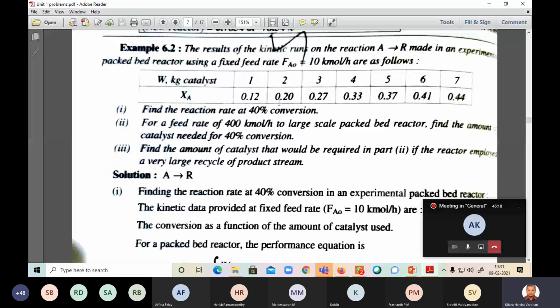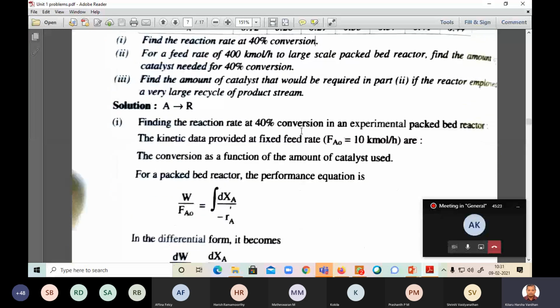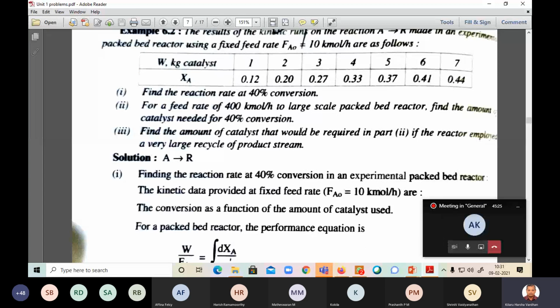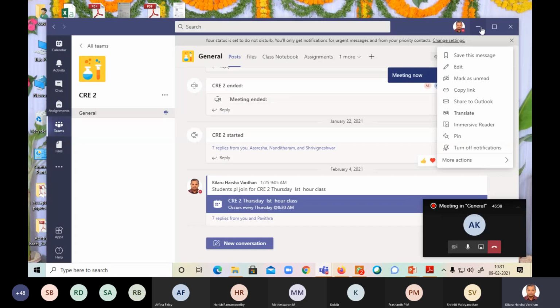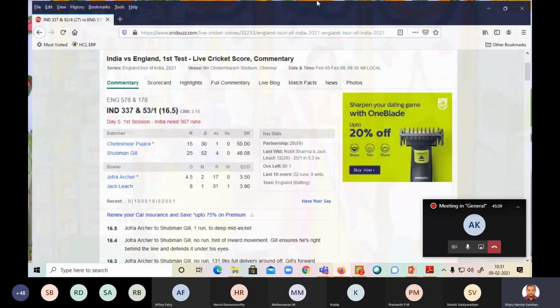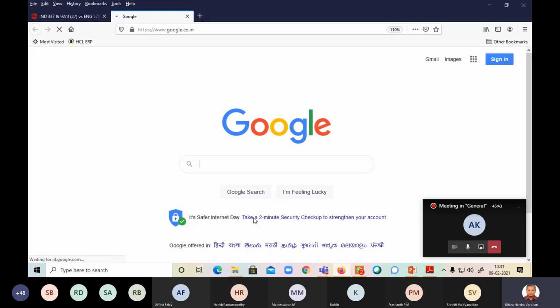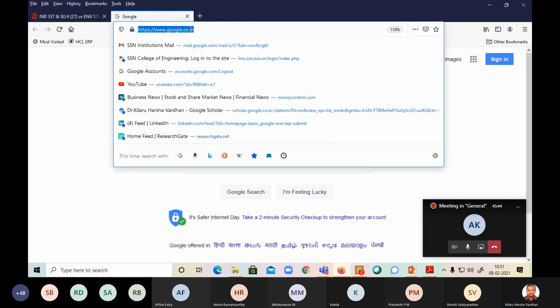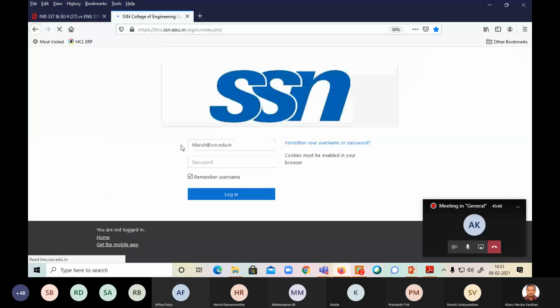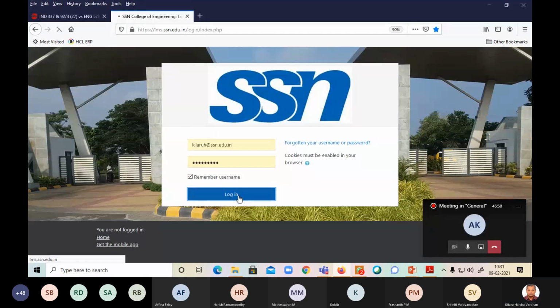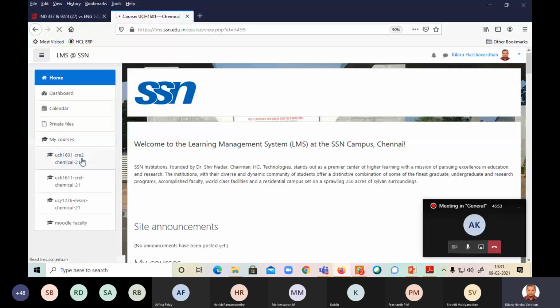Please try to do it. The solution is here, but I'm not taking up the solution now. You do it. Try to see this solution and do it. This particular thing is already put on the website, on the LMS. I'll just show you where I put it.